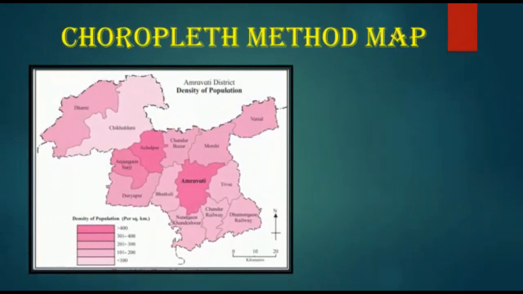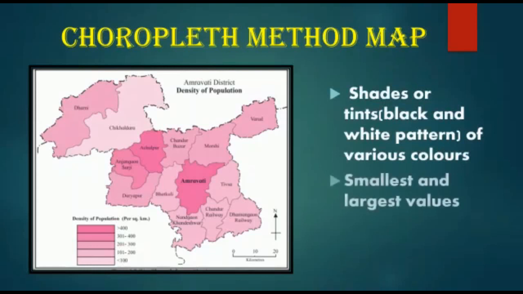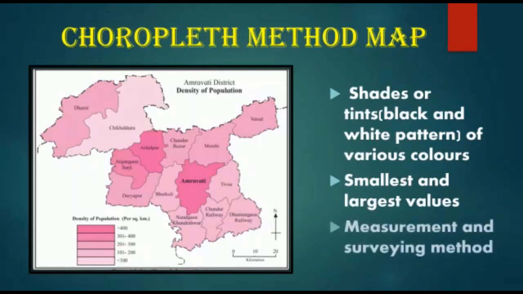In this type of map, the data regarding various geographical variables is shown by shades or tints of different colors. The smallest and the largest values of the given data of the variables are considered. The data is obtained by the process of measurement and the surveying method.